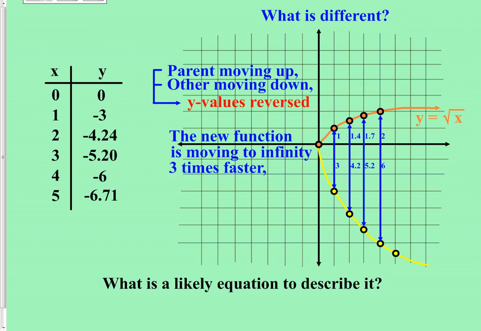That pattern would be that this new function is moving towards infinity 3 times faster than the parent function did. All of these heights are basically right around 3 times larger than the parent function had those same heights. So what does that mean to the problem? That means we're going to have a coefficient of 3 mixed in with our equation. So that's going to be something else to keep in mind when it comes time to write the equation.